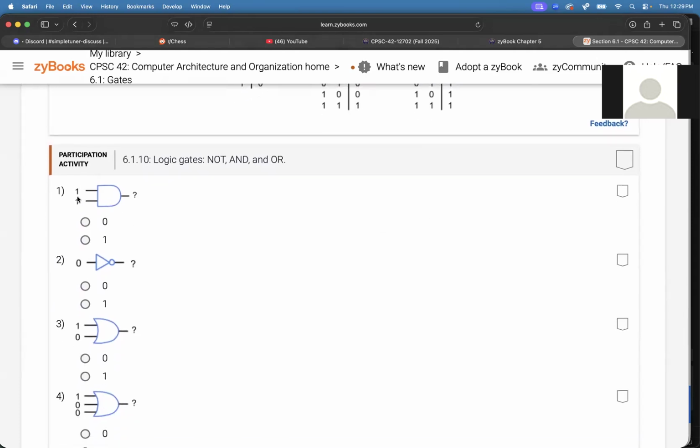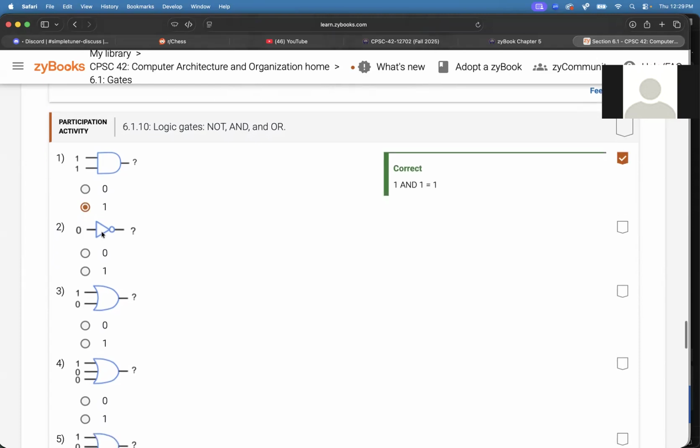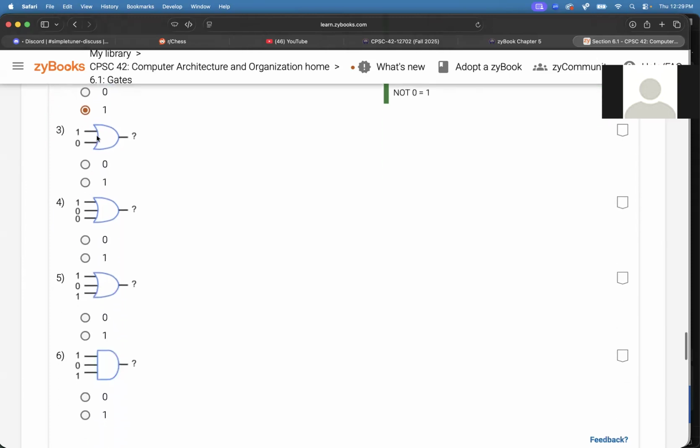So if you put a 1, 1 there, you should get a 1 because that is an AND. This is a NOT gate, so you need to recognize the symbol. So 0, not 0 is 1. Recognize this as an OR. 1 or 0 is a 1.